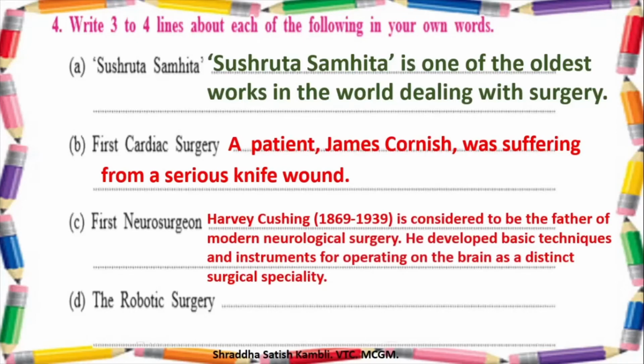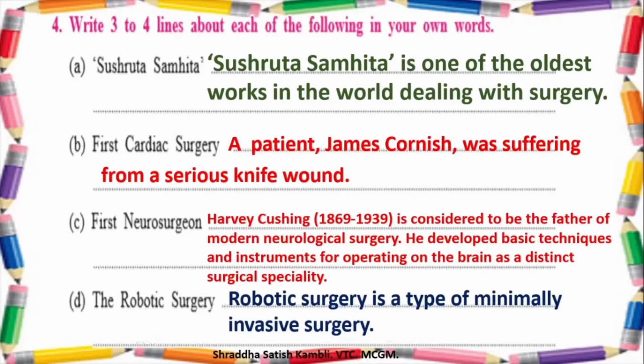It was Harvey Cushing, who's supposed to be the father of modern neurological surgery. He developed basic techniques and instruments for operating on the brain as a distinct and surgical specialty. Now, what is the meaning of robotic surgery? It is a type of minimally invasive surgery. Now, these are sentences which I have written. If you want to write some sentences on your own, you're welcome to do that.